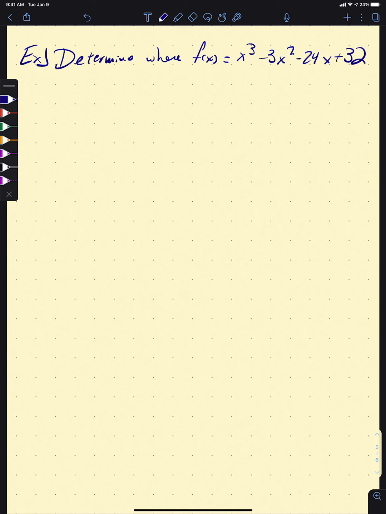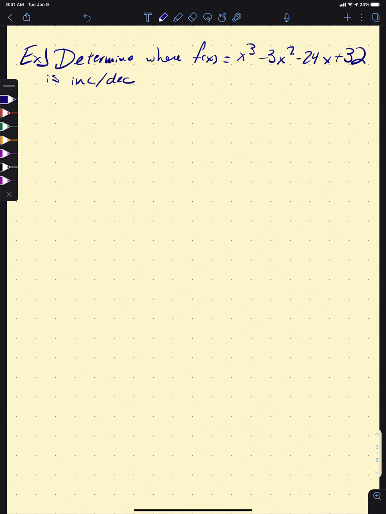And so let's do an example of that, right? Let's say determine, what should we do for our function? Let's try x cubed minus 3x squared minus 24x plus 32, right? And we want to determine where that is increasing or decreasing.